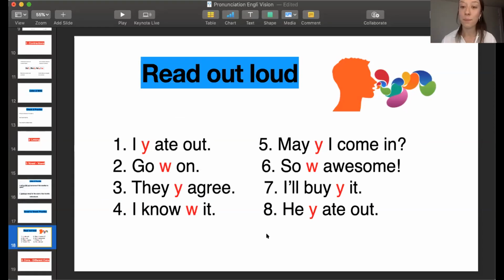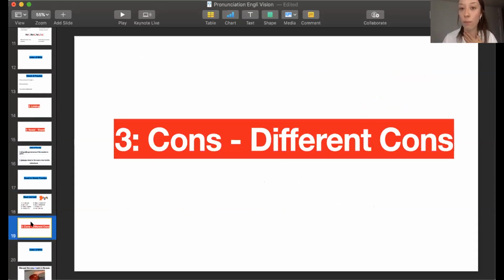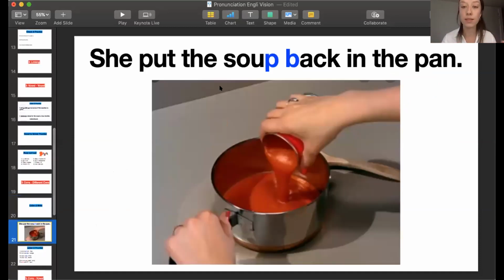So again, to make your speech more fluent or to recognize fluent speech, it's acknowledging that sounds sometimes go in between others. And thirdly, a common linking is consonant sound to a different consonant sound. Example here, we have two words, soup and back. When I say them together, soup back, the sound of the first word doesn't sound like soup, it changes.